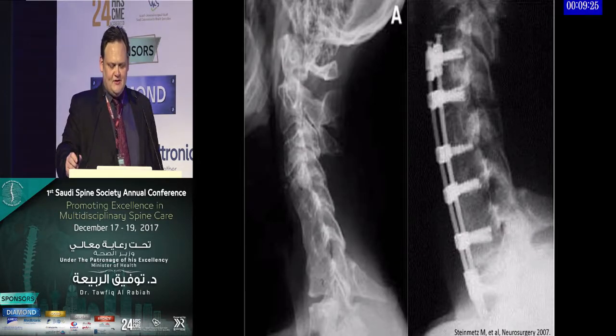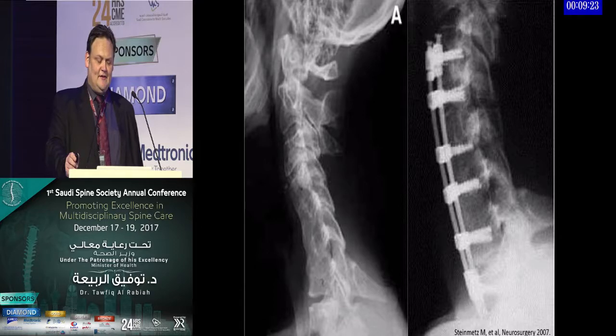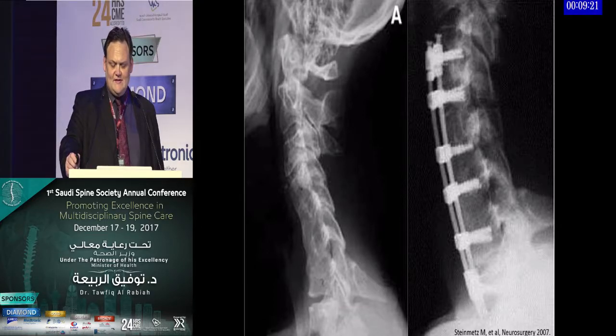But here you can see a patient that had a previous laminectomy and a multi-level anterior fusion successfully treated with an anterior-only approach at the Cleveland Clinic, doing anterior column osteotomies and then multi-level fixation, based on the fact that their facets were not fused.